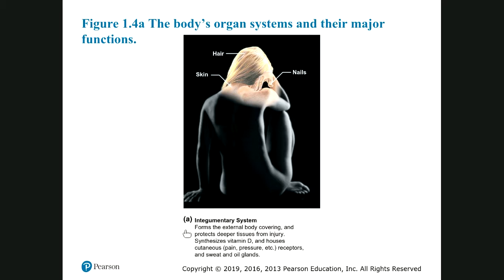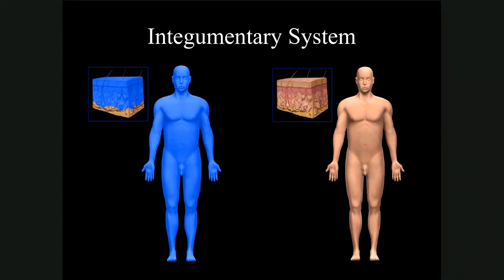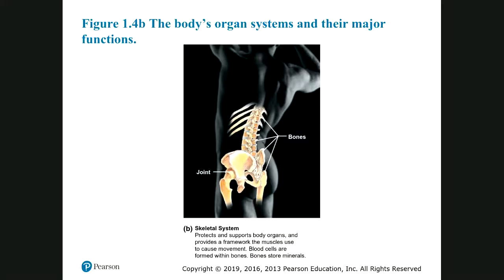Our skin is also going to function to produce vitamin D for us and house our cutaneous receptors, such as our pain receptors, our touch receptors, our pressure receptors. And our skin is also going to house our sweat glands and our oil glands that we're going to use to regulate the physiological components of the inner workings of the body. So our integumentary system will be the first system of the human body. What's covered in blue will be your integumentary system, and we'll study this in greater detail as we progress throughout the semester.